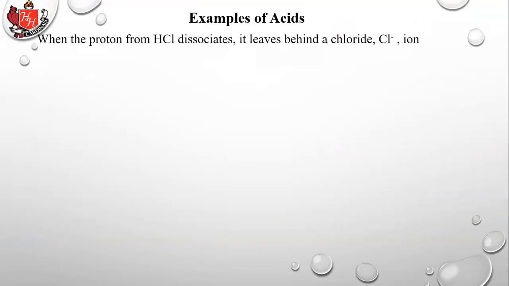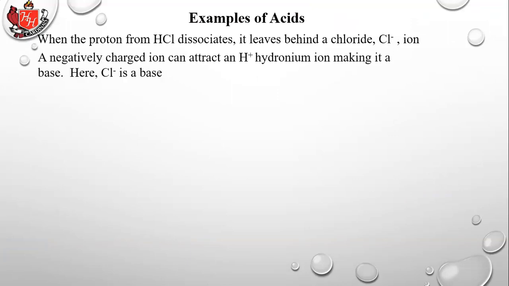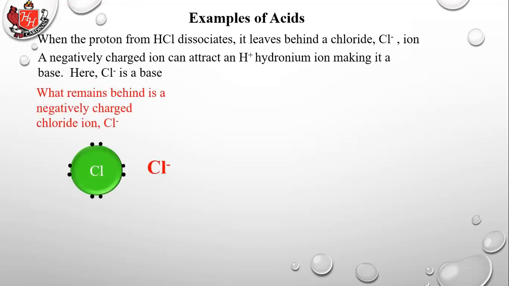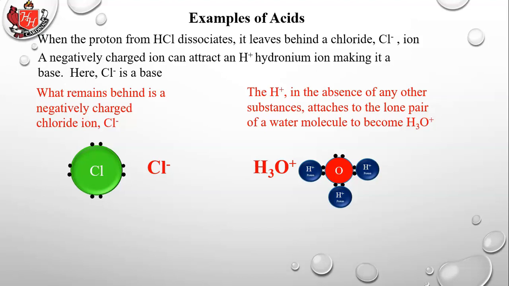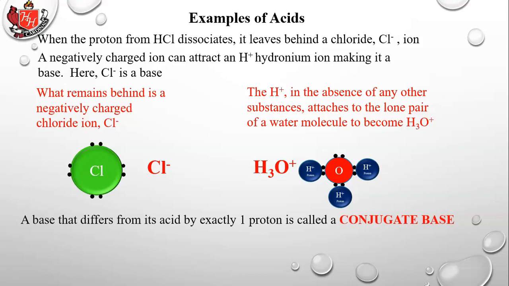When the proton from HCl dissociates, it leaves behind a chloride ion, Cl- ion. A negatively charged ion can attract an H+, a hydronium ion, making it a base. Here, Cl- is a base. So what remains behind after the proton dissociated is a negatively charged chloride ion. The H+, in the absence of any other substances, attaches to the lone pair of a water molecule to become H3O+. A base that differs from its acid by exactly one proton is called a conjugate base.